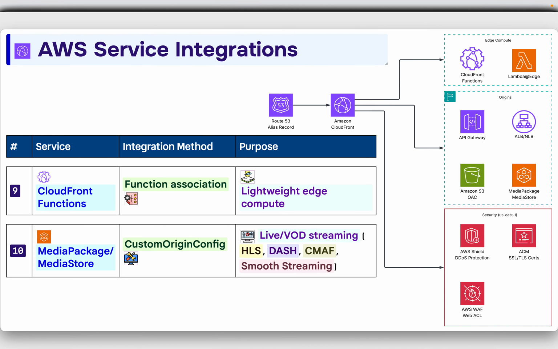Then lastly we have MediaPackage / MediaStore. This service uses custom origin config as the integration method. The purpose is live and video on demand streaming with support for HLS, DASH, CMAF and Smooth Streaming formats. So these are all the formats. HLS is HTTP Live Streaming and DASH is Dynamic Adaptive Streaming over HTTP. CMAF is Common Media Application Format.